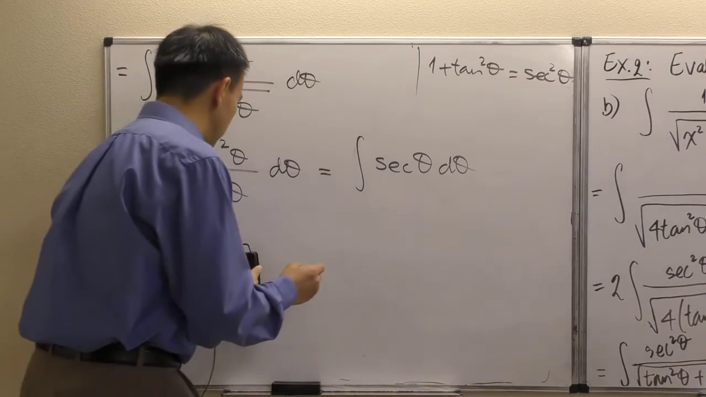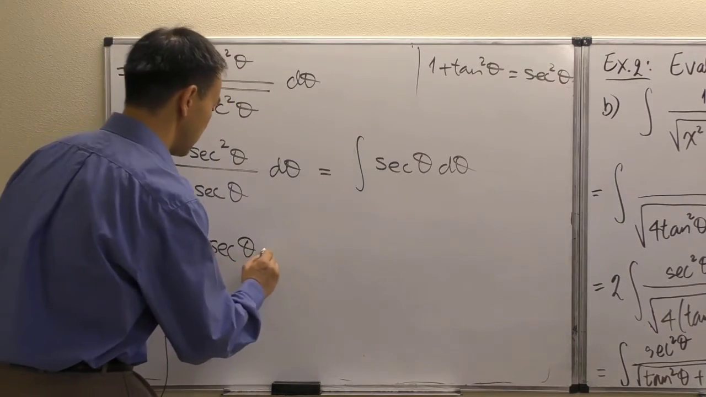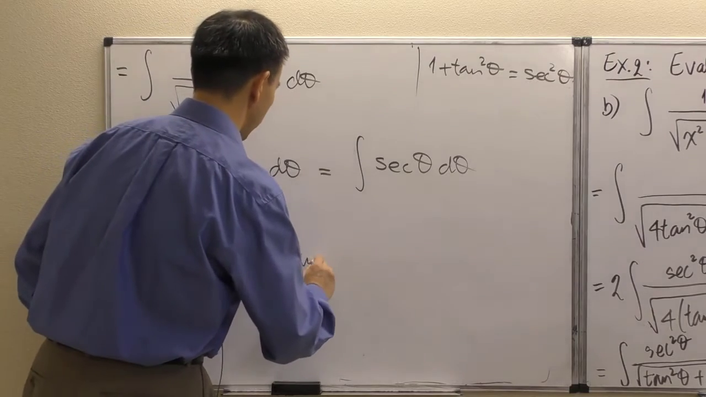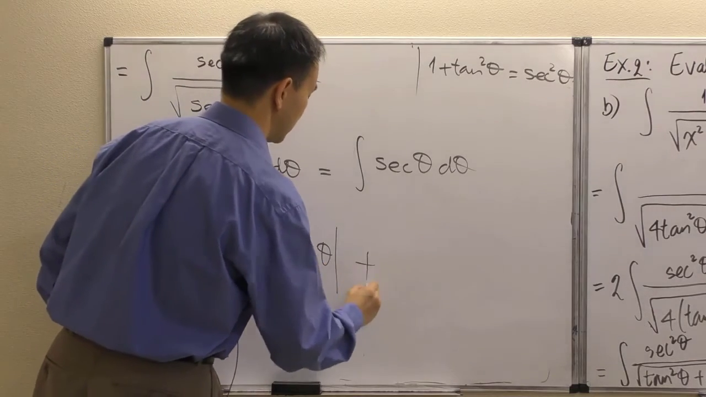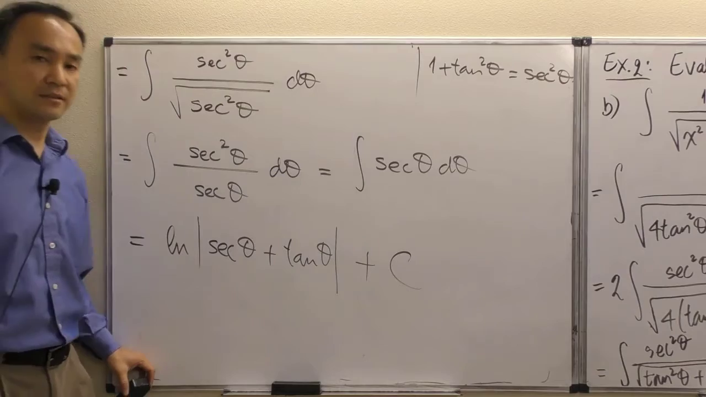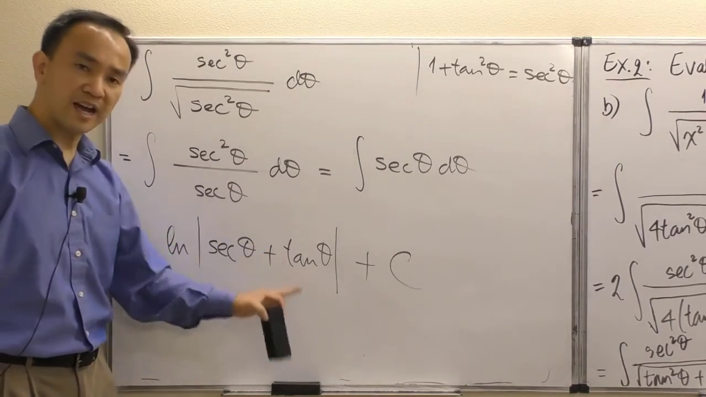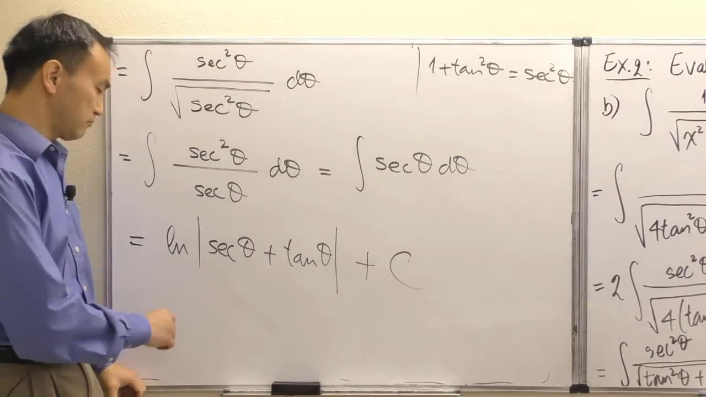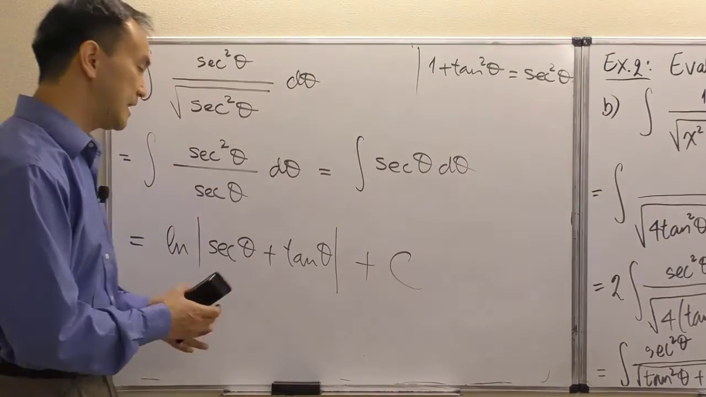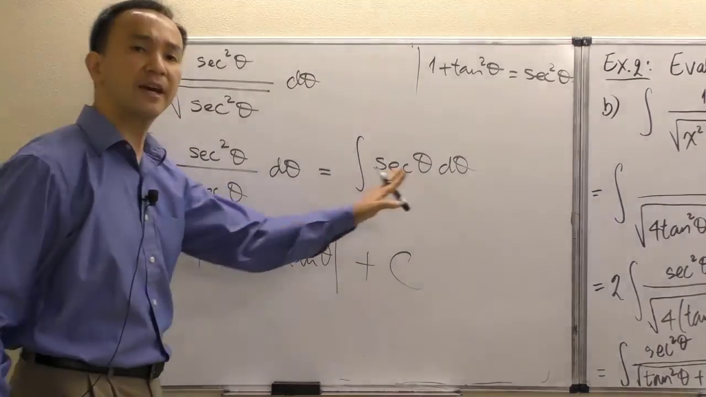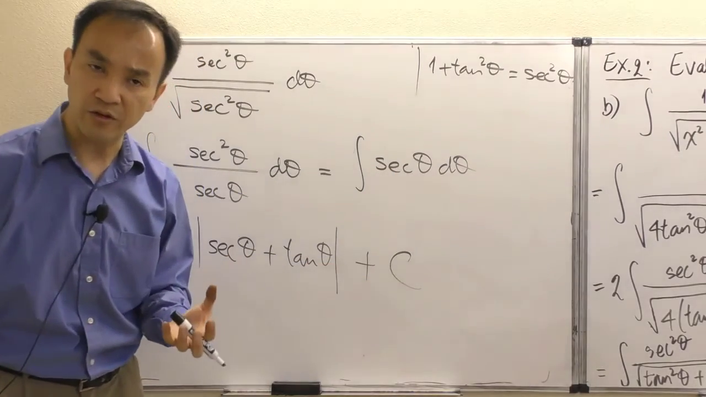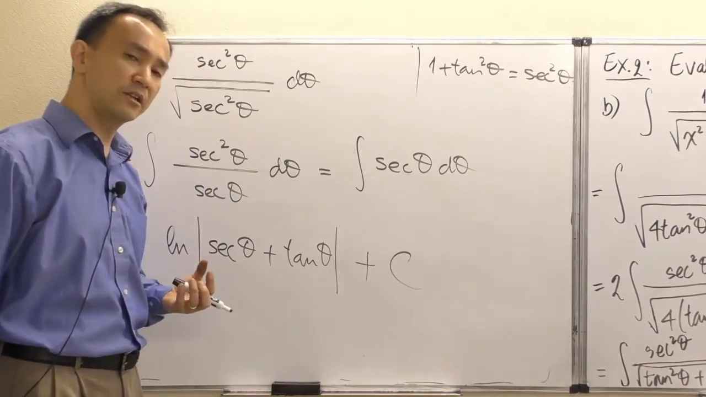But in the end, the integral of secant of theta becomes the logarithm of secant of theta plus tangent of theta, and plus c. All right, logarithm of secant of theta plus tangent of theta, and of course we're putting that in absolute value. So this is at least our answer for the antiderivative. We have found the indefinite integral.